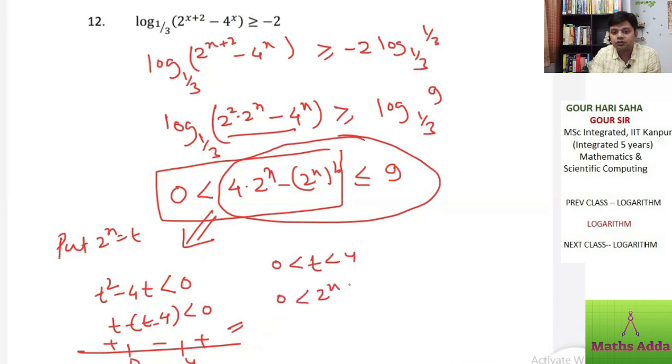2 to the power x is from 0 to 4, but we know 2 to the power x is always positive, so there is no point in writing this one. So it is 2 to the power x is less than 4. So 2 to the power x is less than 2 to the power 2, x is less than 2. This is first part, and then we need to do second part.